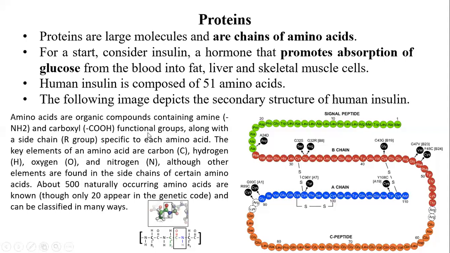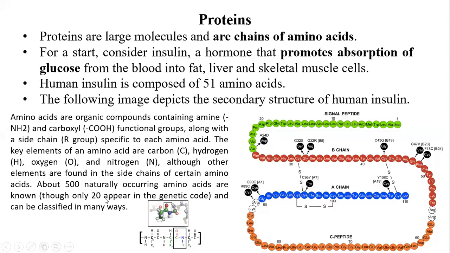So the key elements of an amino acid are carbon, hydrogen, oxygen, nitrogen, although other elements are found in the side chain. इसके अलावा side chain, the colored one is the side chain in which other elements will be included. About 500 naturally occurring amino acids are known and can be classified in many ways. लेकिन जो genetic code chart होता है उसमें हमारे पास 20 amino acid जो है वो appear होते हैं.